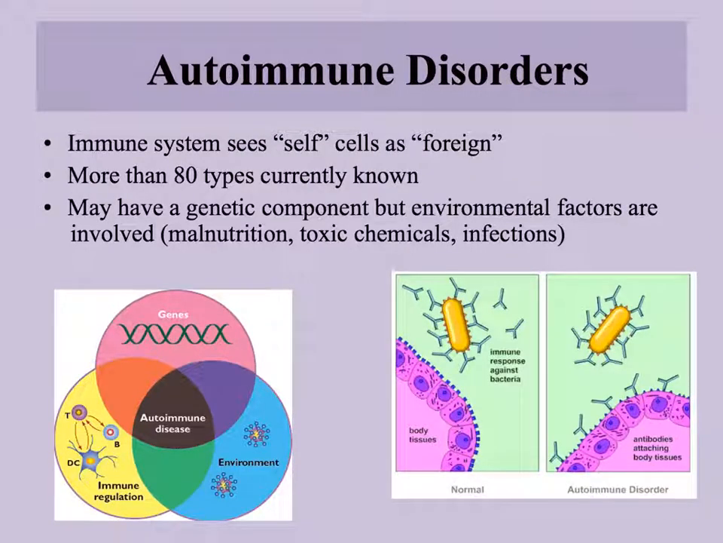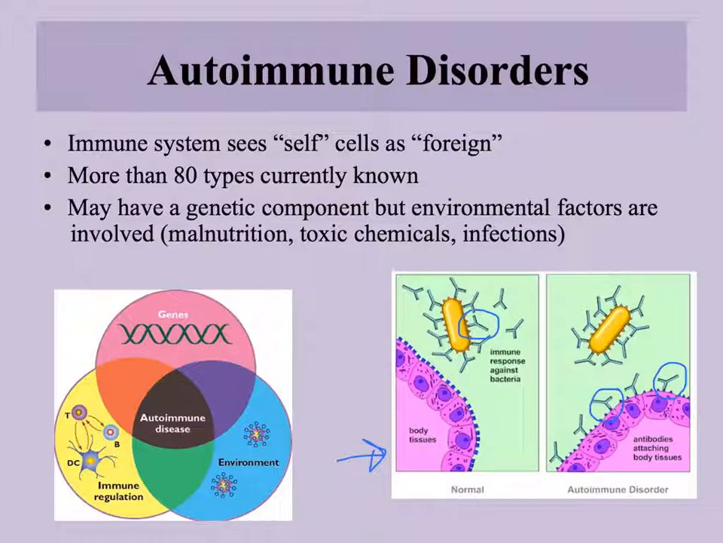And then on to autoimmune disorders. In this case, your body sees itself as a foreign cell. Down here we have an illustration where the antibodies would normally be attacking this bacteria and attaching onto it to identify it as something that needs to be devoured by a macrophage. But instead these antibodies are also putting themselves on the healthy cells of the body tissues, and of course those would then be attacked by the immune system.